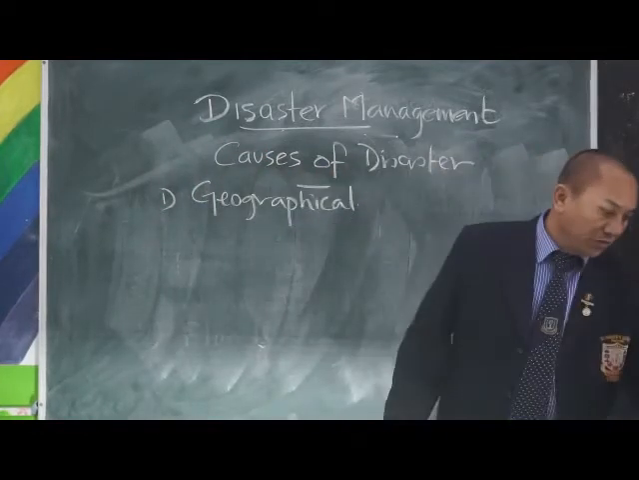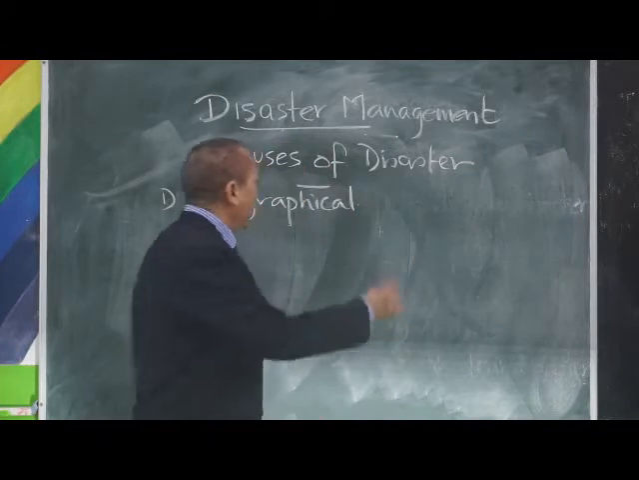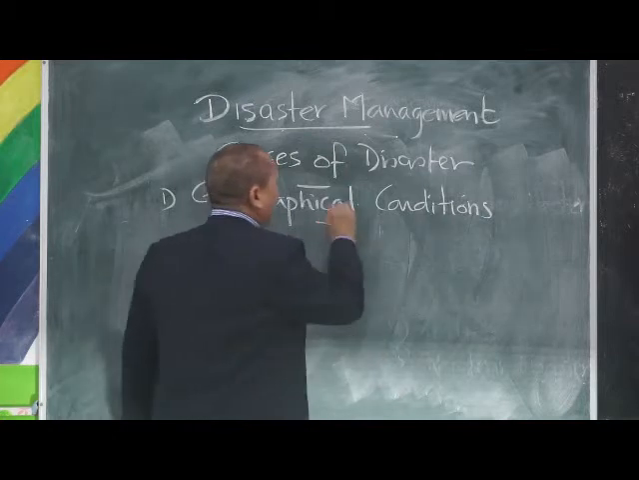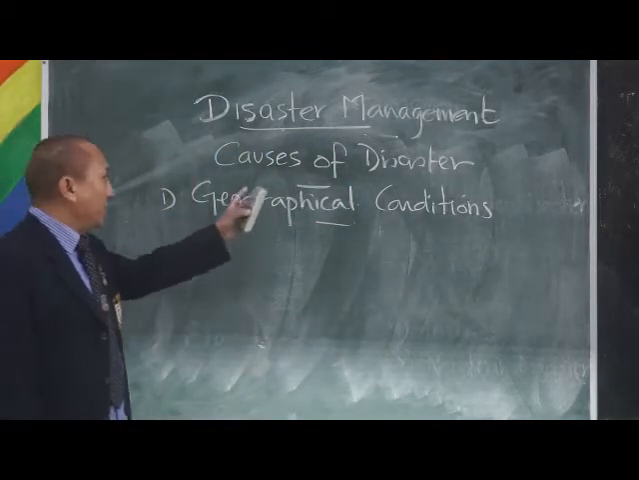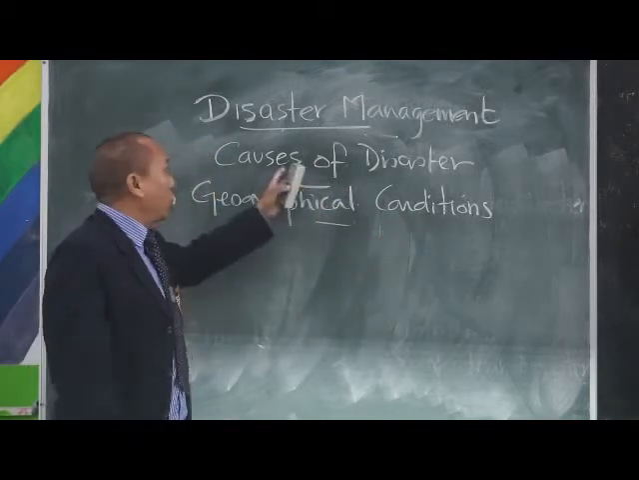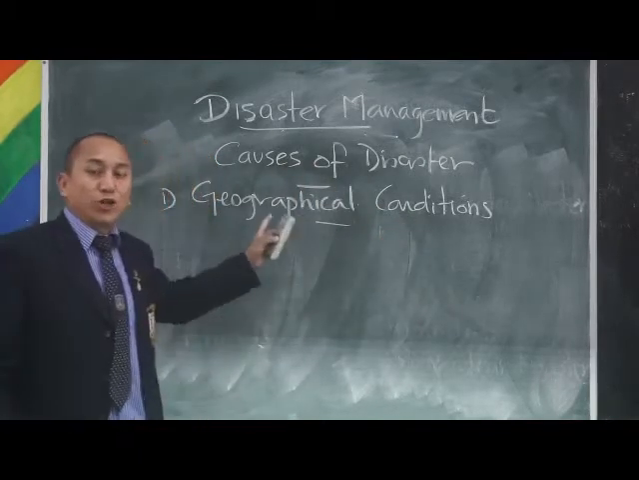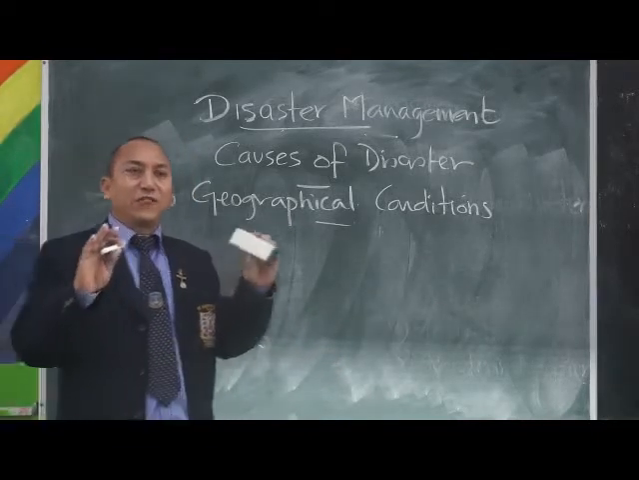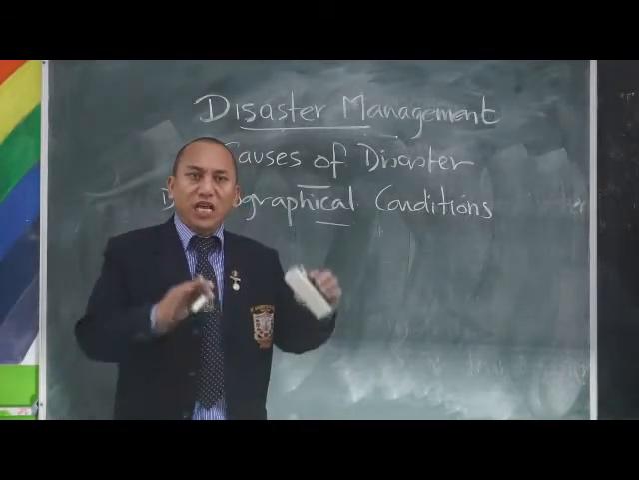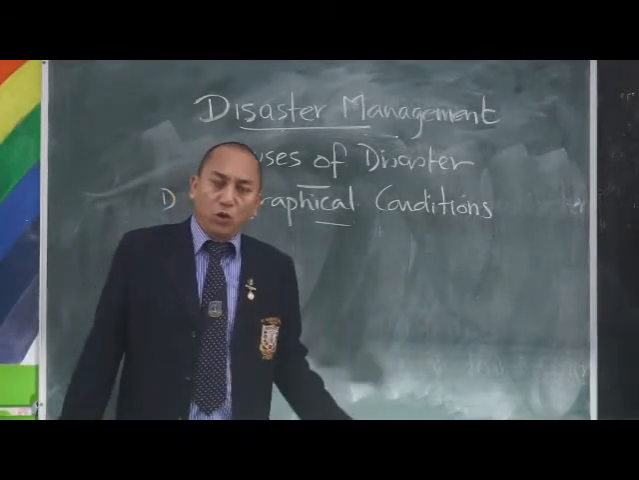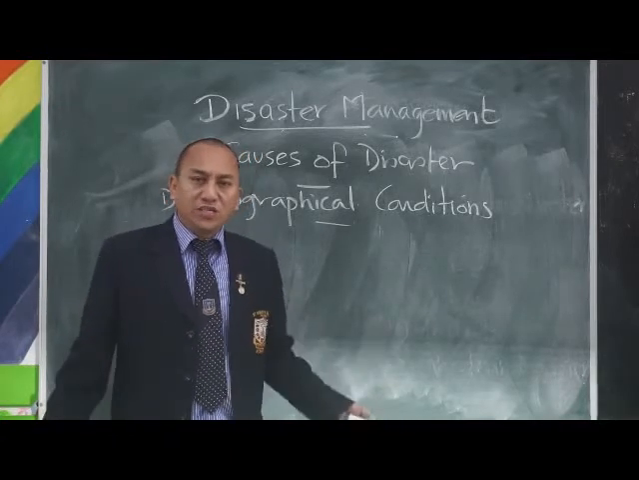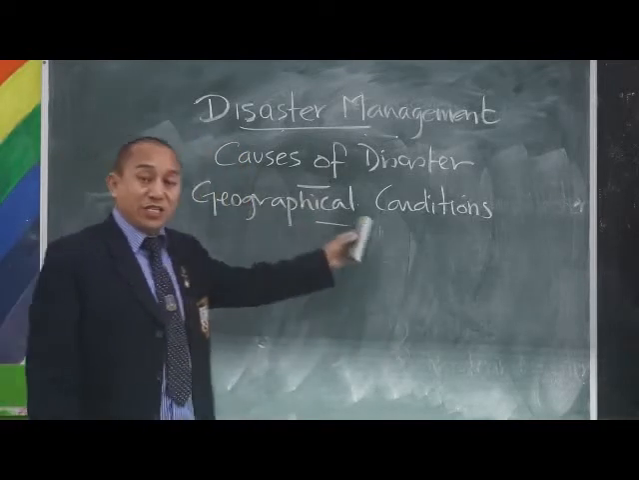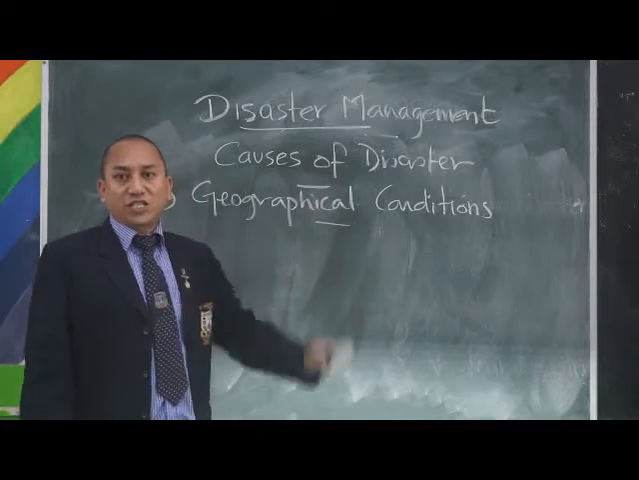Geographical conditions, we'd rather say. Small correction there. Geographical condition. That means the cause of disaster. The first cause of disaster is the geographical condition of a particular area. Different areas experience different climatic conditions. It's not the same all over the world. Some areas are very warm, some are cold, some are moderate, some have extremes of temperature, very hot or very cold. So the geographical conditions is the first cause of disaster.